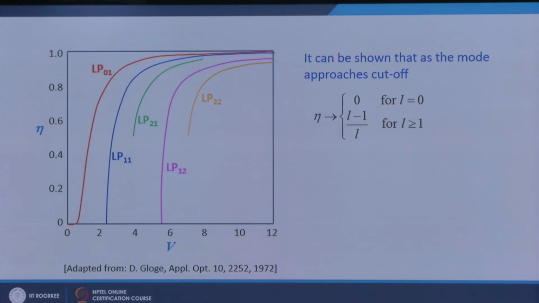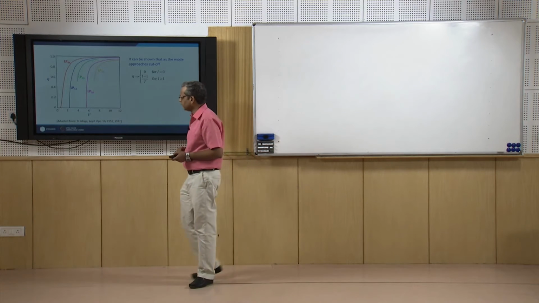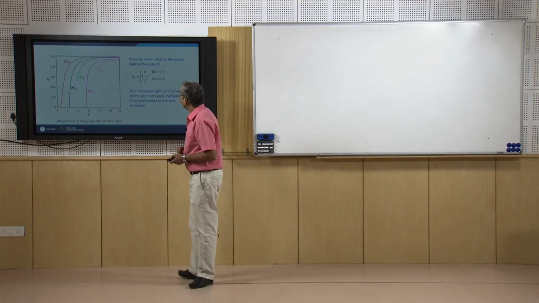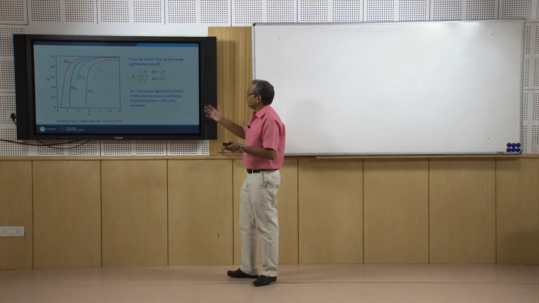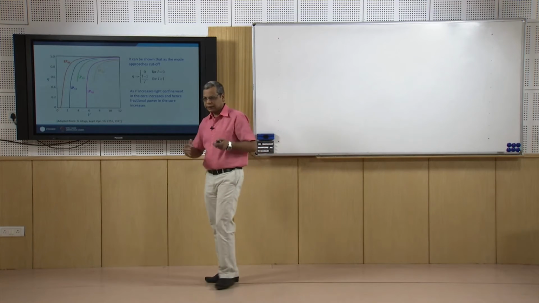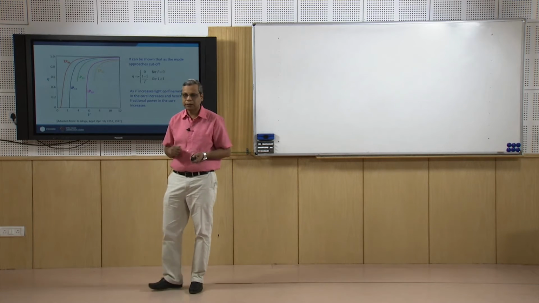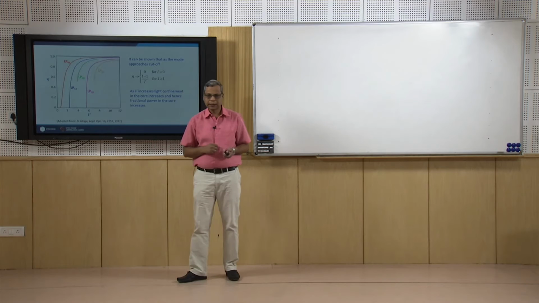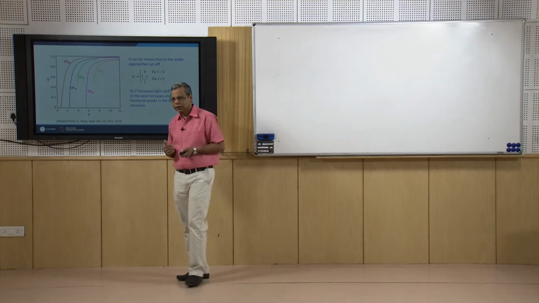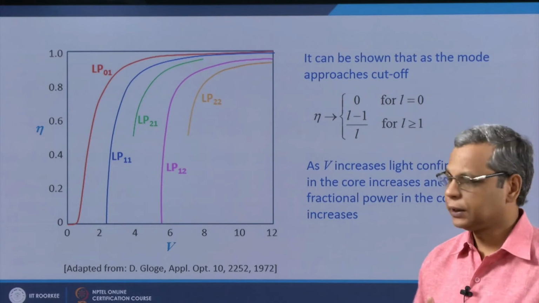So, this is how the power of different modes is distributed between the core and the cladding. And I can see that as V increases, there is more and more power confined in the core, and therefore the fractional power in the core increases as V increases. This I know from the theory of planar waveguide also. Okay, we have seen that.